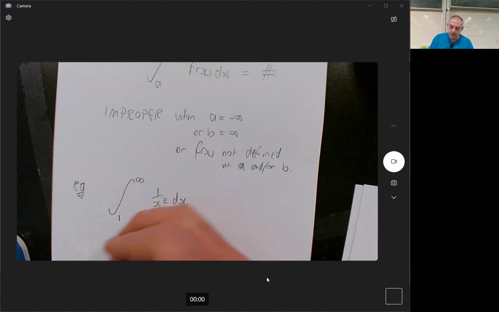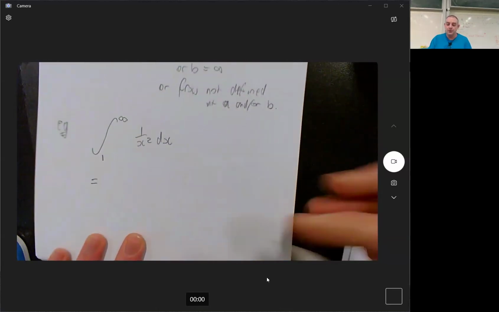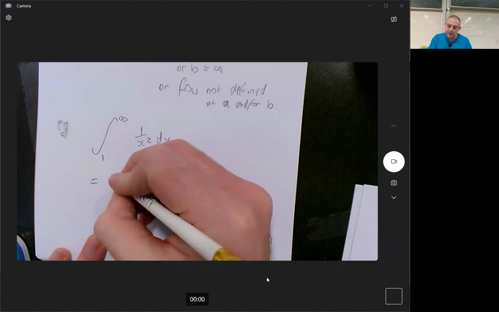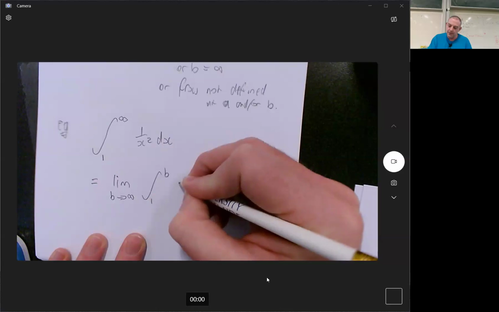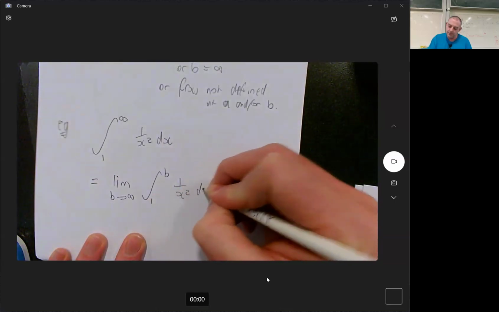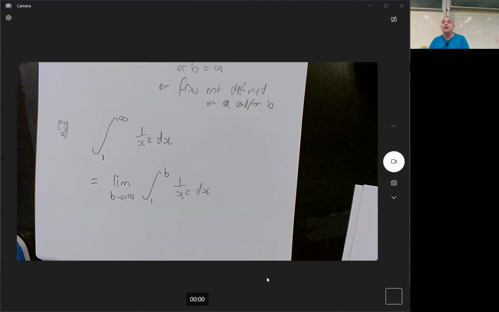Okay, so this is, if it exists at all, the limit as the top end goes to infinity of this. So you do the integral up to a particular spot and figure out what that answer is, and then see what happens as the particular spot goes to infinity.